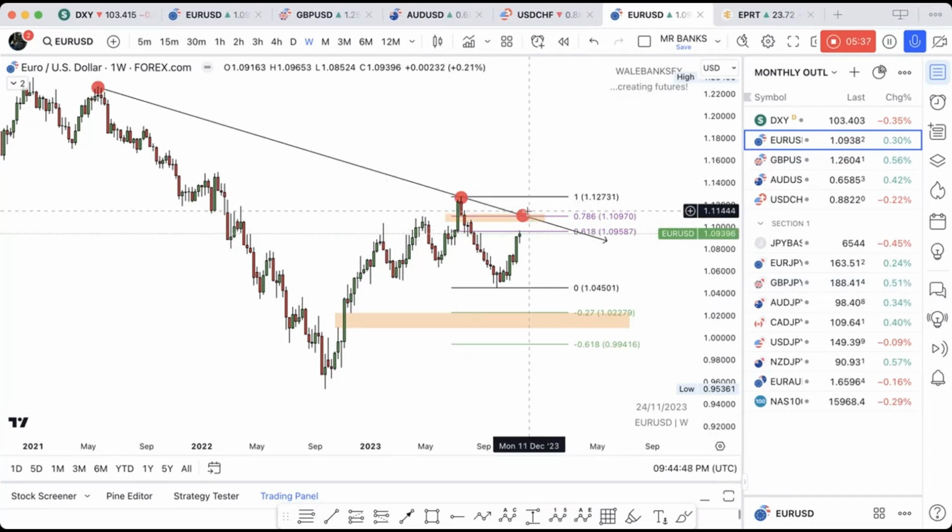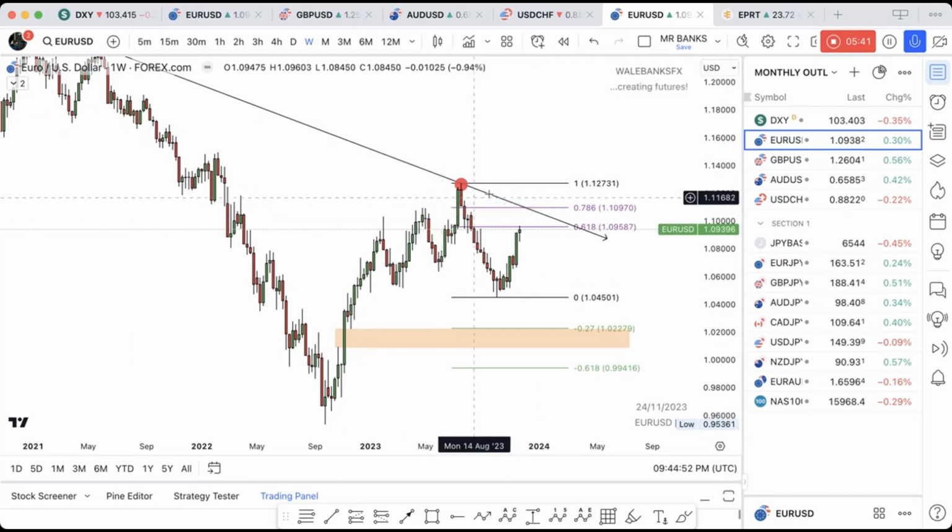So the short term we're going to look for is, we have a fair value gap because this is our weekly close now, because when the market opens, a new candle opens. So we have a weekly fair value gap here, right here.